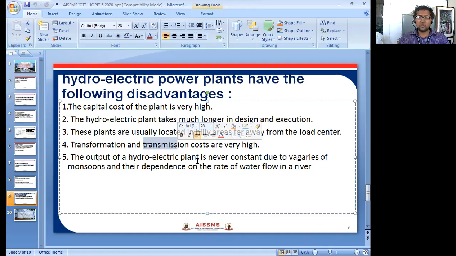The output of a hydroelectric power plant is never constant. It will not give you constant output due to the monsoon and its dependence on the rate of water flow in a river. If the flow is good, then it's okay. Otherwise it will change, because the rate of water flow in a river will not be the same throughout the year.